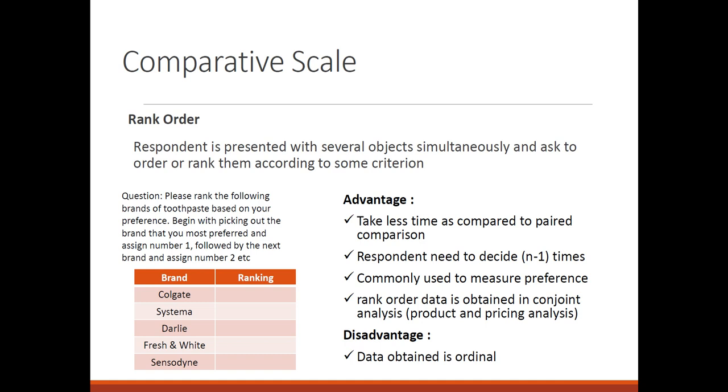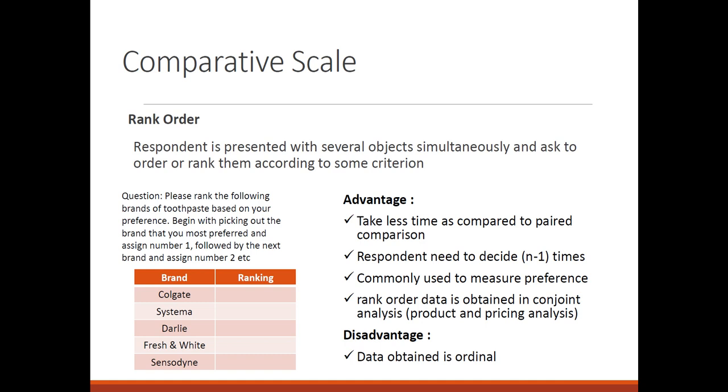So you just rank, and from the rank you can average all the respondents, and then you get which one has the least number, which will become the most preferred brand. Okay, the advantage here is it takes less time compared to paired comparison, because if you have a lot of brands, then the number of questions will become more. Respondents need to decide n minus one times only.